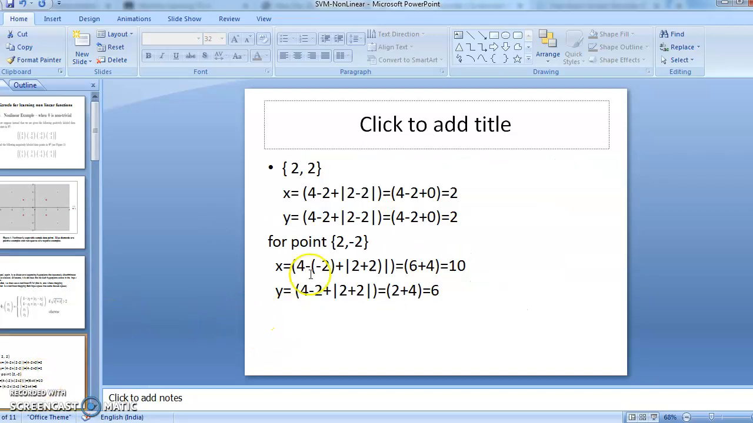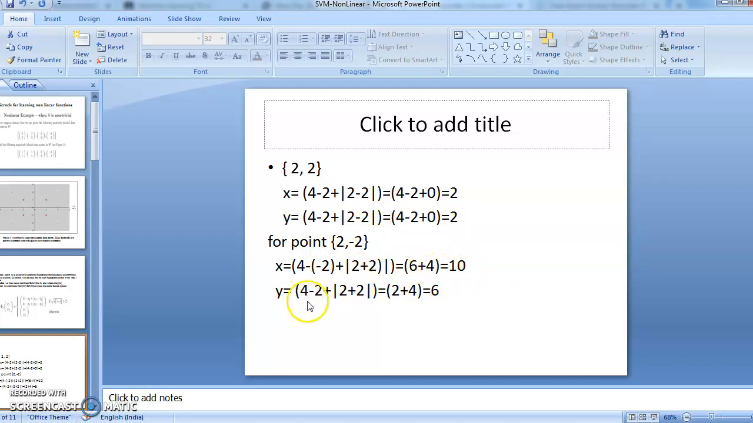So here 4 minus x2. Now what is x2? Minus 2. So minus minus will become plus. That's why I have written 6. And the absolute difference x1 minus x2: here 2 minus of minus 2, again it will add that value. So that point will become 10. Okay, 6 plus 4, 10.